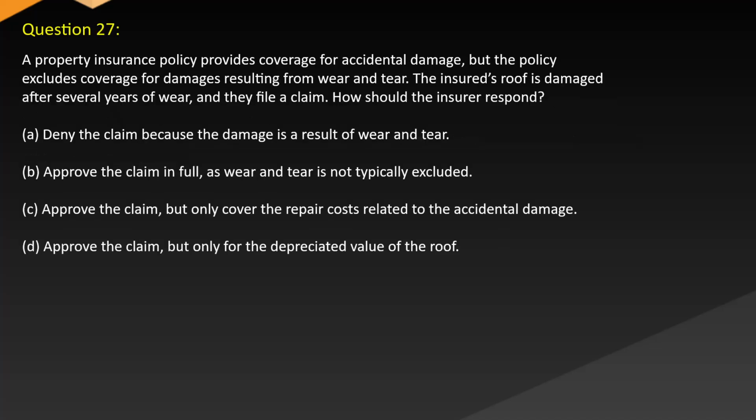Question 27. A property insurance policy provides coverage for accidental damage, but the policy excludes coverage for damages resulting from wear and tear. The insured's roof is damaged after several years of wear and they file a claim. How should the insurer respond? A. Deny the claim because the damage is a result of wear and tear. B. Approve the claim in full as wear and tear is not typically excluded. C. Approve the claim, but only cover the repair costs related to the accidental damage. D. Approve the claim, but only for the depreciated value of the roof.